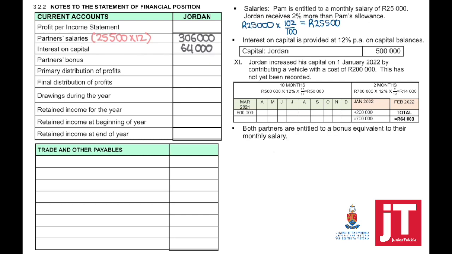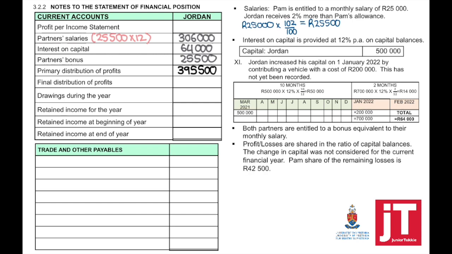Both partners are entitled to a bonus equivalent to their monthly salary. We've calculated the monthly salary is 25,500. So now we've looked at the primary distributions of profits, what the partners are entitled to. To calculate the total primary distribution, we have to add the partner's salary plus interest on capital plus partner's bonus.